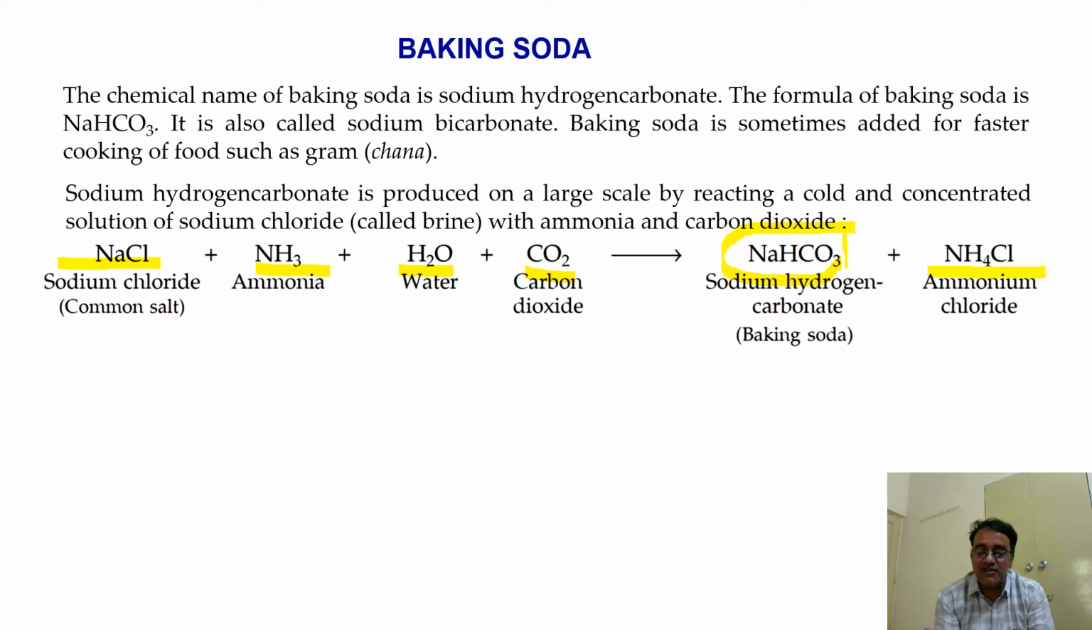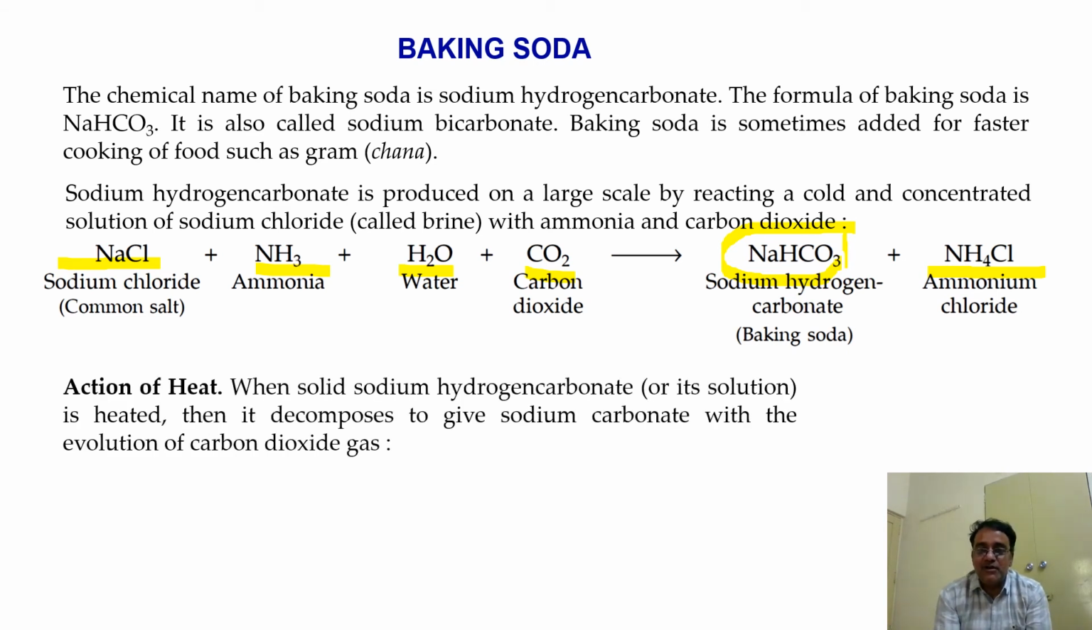So sodium hydrogen carbonate consists of white crystals which are sparingly soluble in water. Okay, and if we heat that sodium hydrogen carbonate, what will happen? It is split into three products: sodium carbonate, water and carbon dioxide. So let us see the action of heat. When solid sodium hydrogen carbonate or its solution is heated, it decomposes to give sodium carbonate with the evolution of carbon dioxide gas along with water.